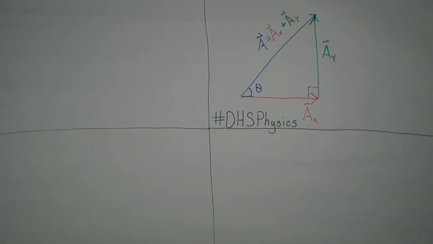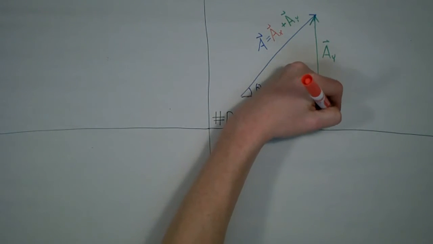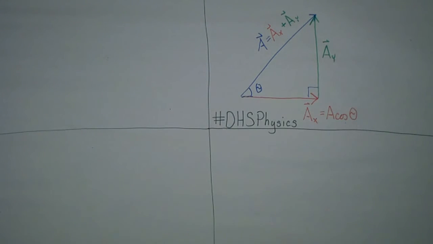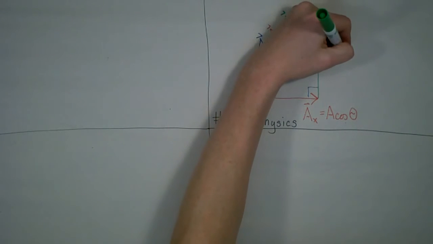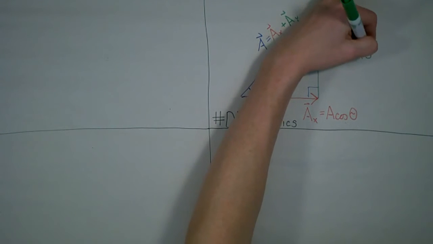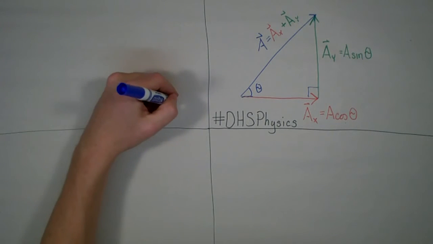And with the right angle triangle and our knowledge of trigonometry, it's going to be possible to define our vector AX as the magnitude of A multiplied by the cosine of theta, which will give us a positive number because theta is between 0 and 90, and we can see that AY will be A multiplied by the sine of theta, which will also give us a positive value because the angle is between 0 and 90 degrees. And so now we can break up a vector A at angle theta into its AX and AY components.